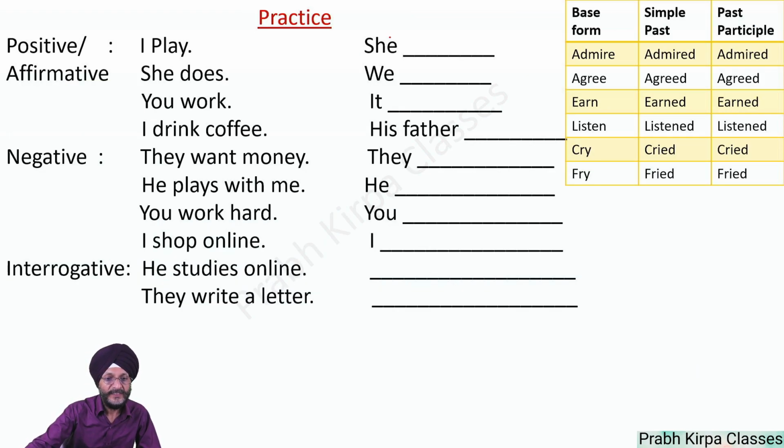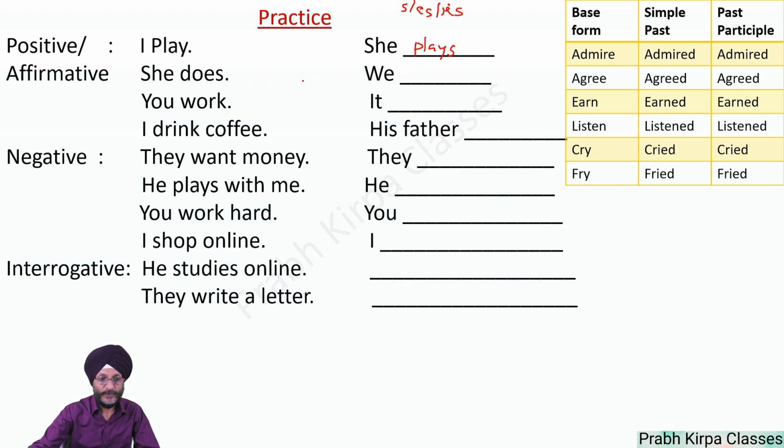Here, you have to make your own practice. Let us see. Positive: I play. We have to convert the sentence and we start the sentence with she. As previously told, when you use third person singular, you have to add s, es, or ies at the end of the verb. So I play becomes she plays.